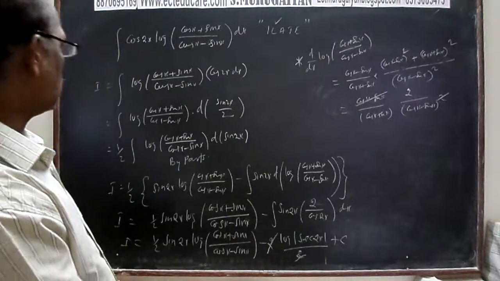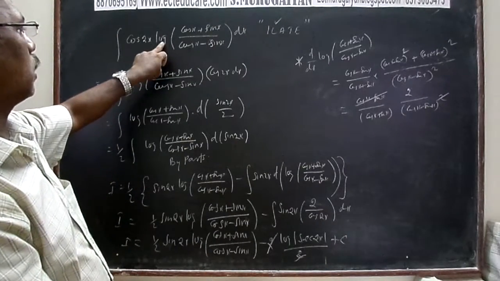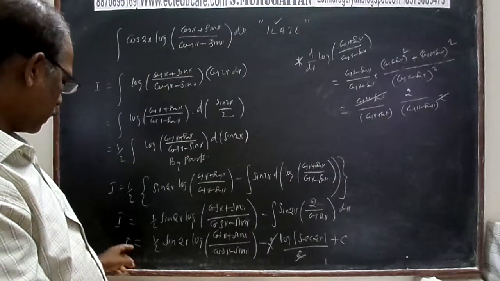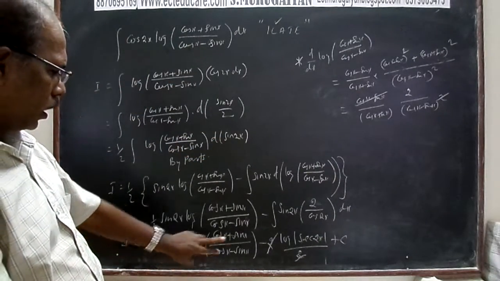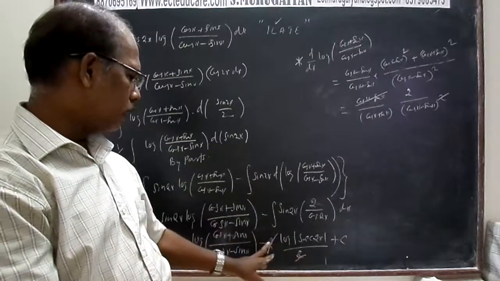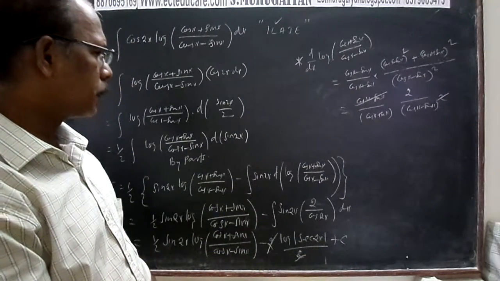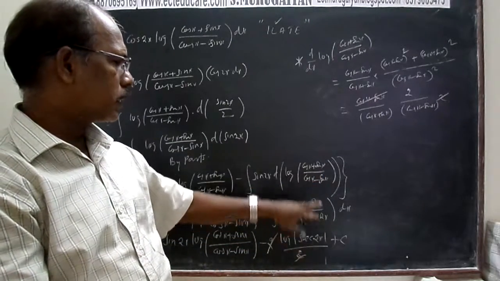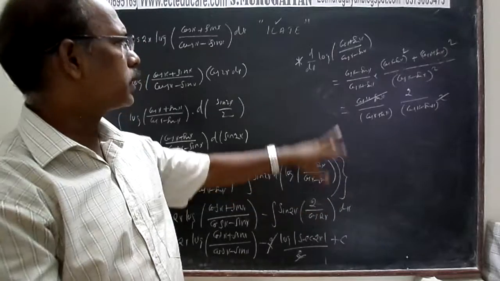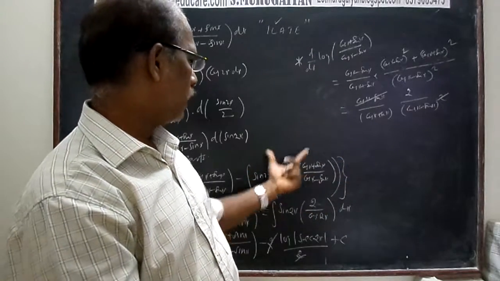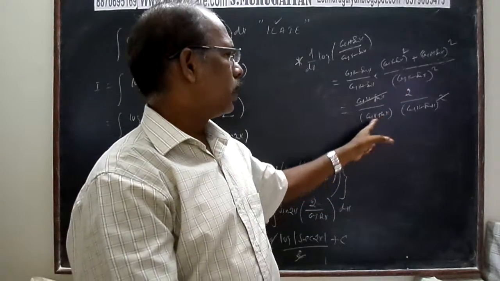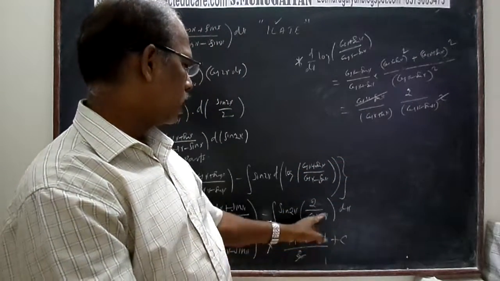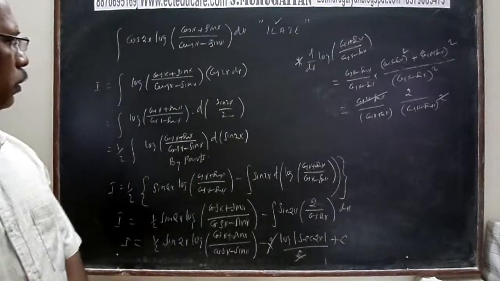So the final answer: integral of cos 2x log of (cos x plus sin x) divided by (cos x minus sin x) equals 1 by 2 sin 2x log of the whole thing, then the 2 cancels, minus log of secant 2x plus c. And remember, the derivative of log of (cos x plus sin x) divided by (cos x minus sin x), follow this, the entire derivative is 2 by (cos square x minus sin square x), and cos square x minus sin square x is cos 2x. Go through it. We will move to the next question.